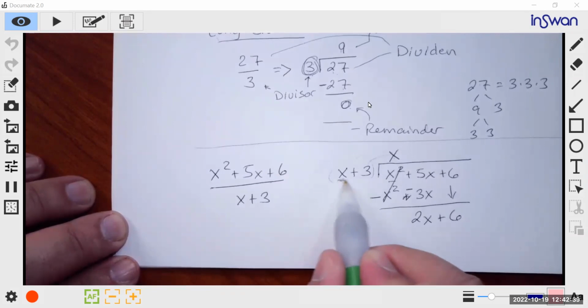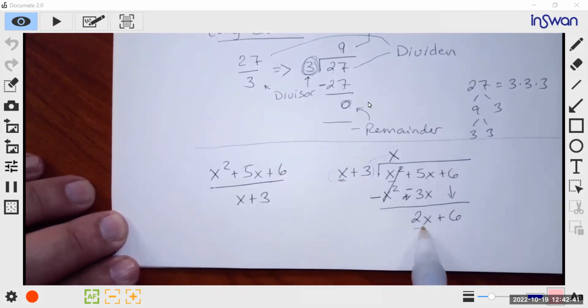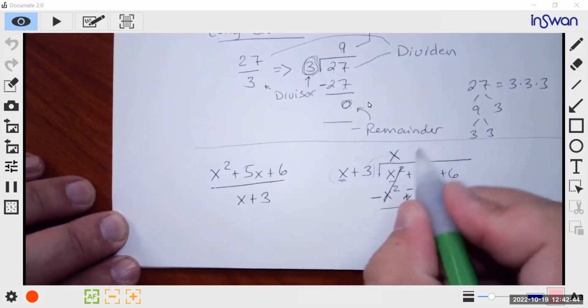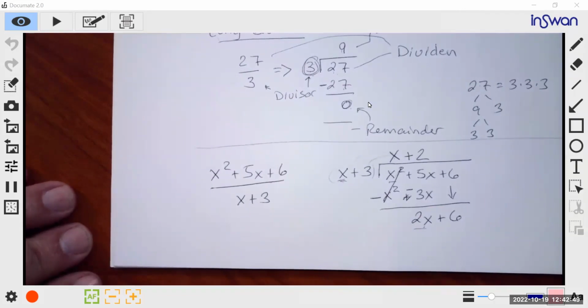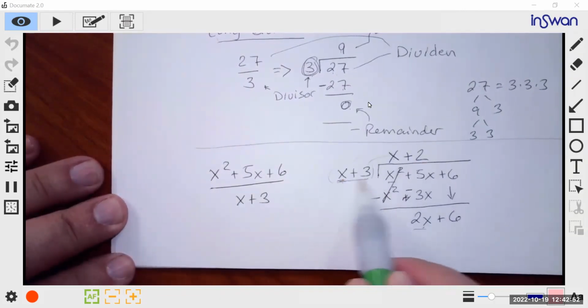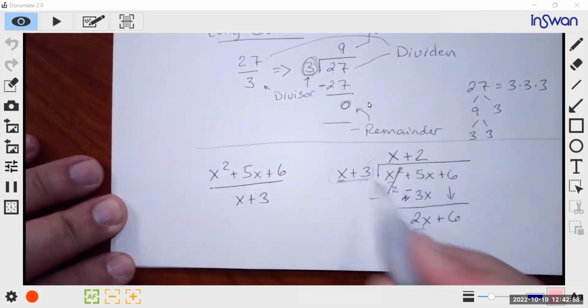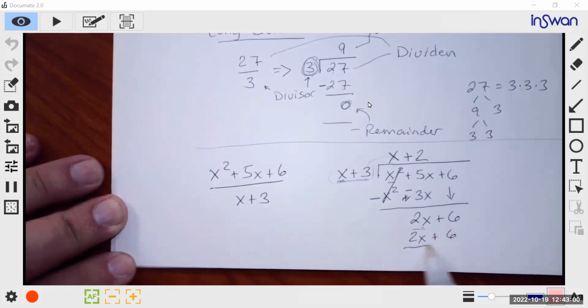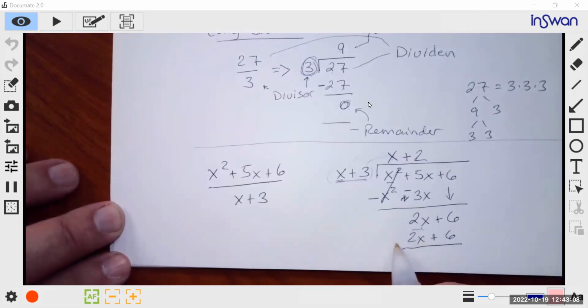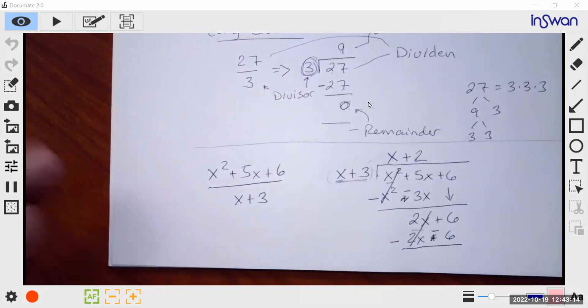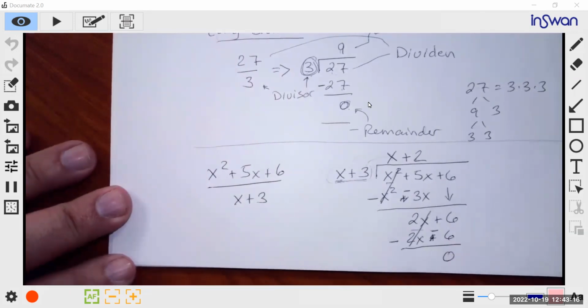Repeat the process. Look at the leading terms. What times x gives me 2x? Yes, it's a positive 2, right? So we have to put a positive 2. What do we do with this 2? We multiply to both of those. So 2 times x is 2x. 2 times 3 is positive 6. Next step, change their signs, because I'm subtracting. The first term better cancel. 6 minus 6 is 0. There's my remainder.